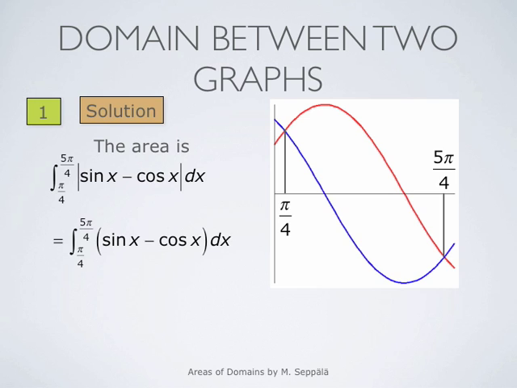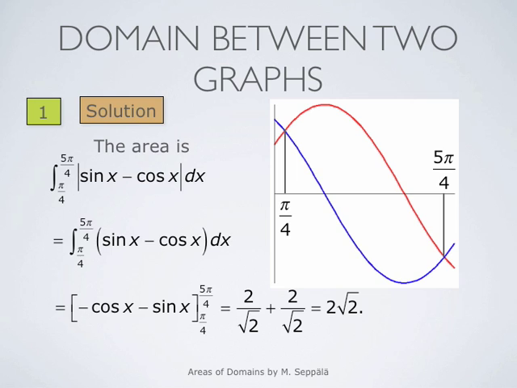This is easy to compute now. It is a substitution from pi over 4 to 5 times pi over 4 into the function minus cosine of x minus sin of x. And this substitution gives at the upper limit 2 divided by square root of 2, because both cosine of x and sin of x take the value negative 1 divided by square root of 2 when x equals 5 times pi over 4.